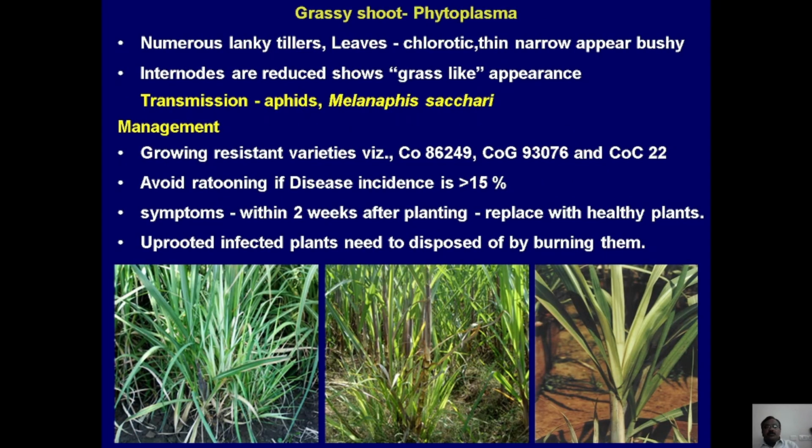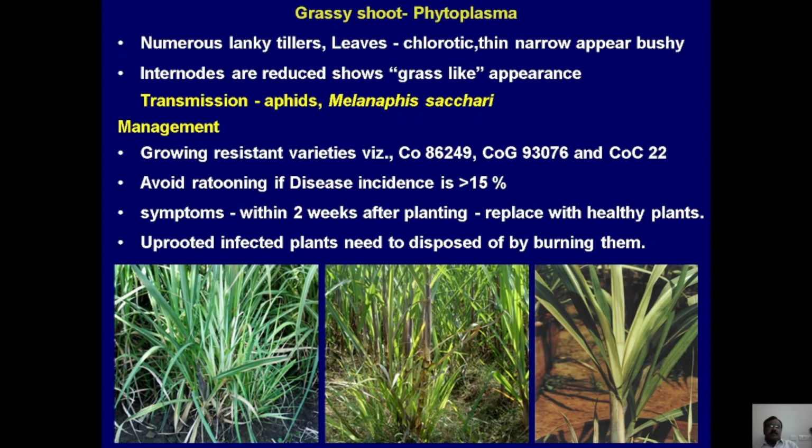And then the grassy shoot of sugarcane, which is a phytoplasmal disease, and the infection causes production of numerous lean and lanky tillers, and the leaves become completely chlorotic, thin and narrow and crowded at the top, giving a bushy appearance. This crowding of leaves is especially due to shortening of internodes. The reduction in the leaf area gives the appearance of grass. The leaves of affected plants look like grass leaves due to infection by this phytoplasma, and it is transmitted by the aphid Melanaphis sacchari.